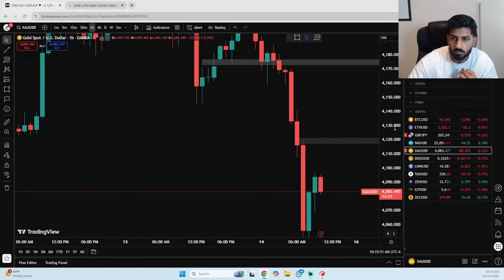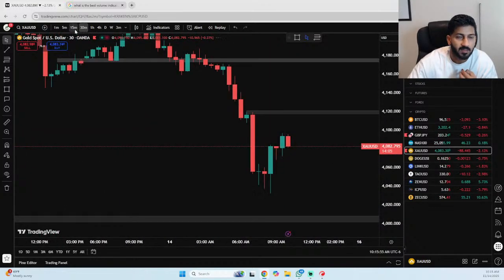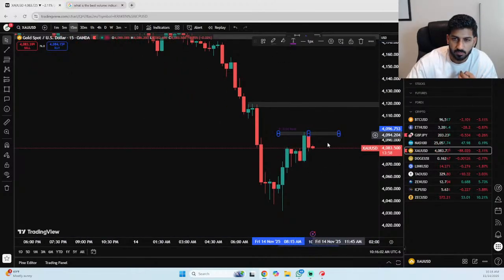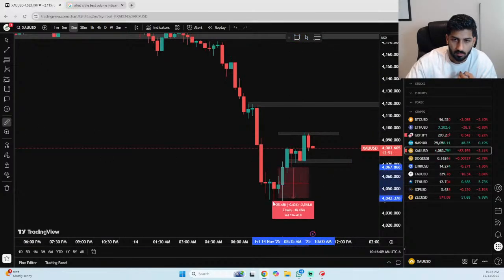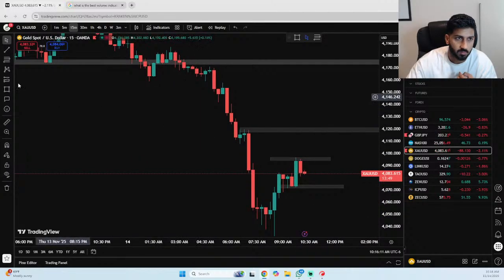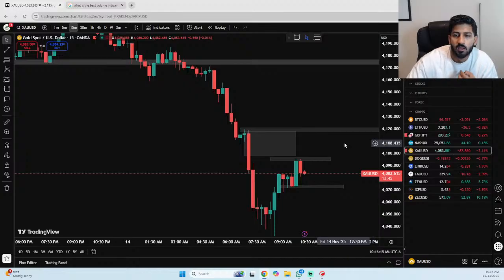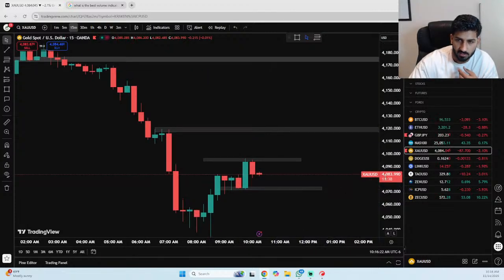Let's take a look at gold one more time. It's not a lot of volume that is happening on gold. What I'll be looking for at this point is a break below this area for price to continue to push down to these lows, or a break above this area for price to continue to push up. Until that happens, this is just consolidating.